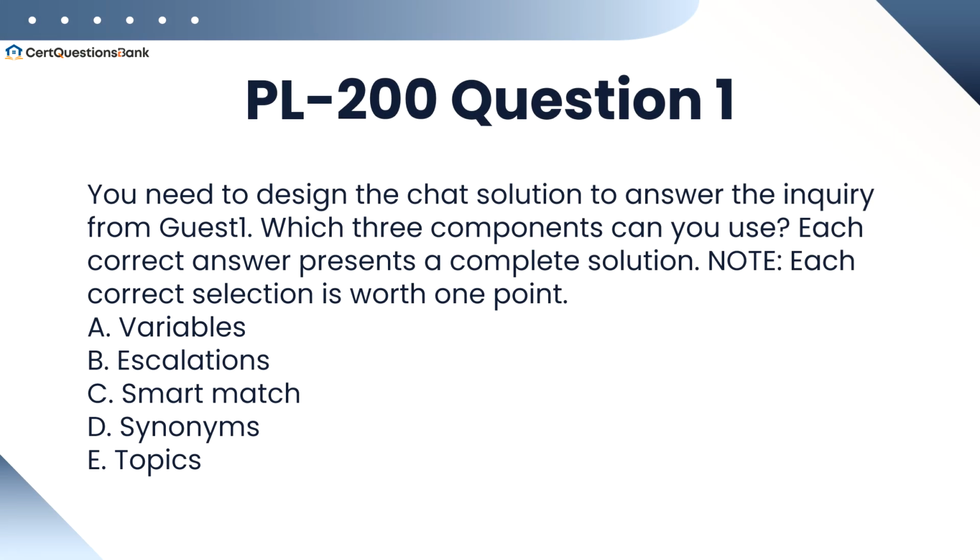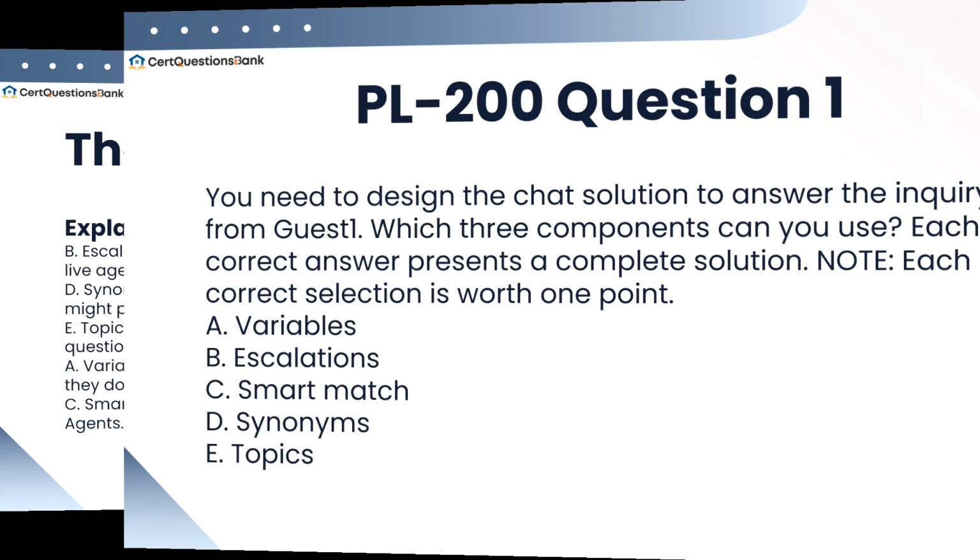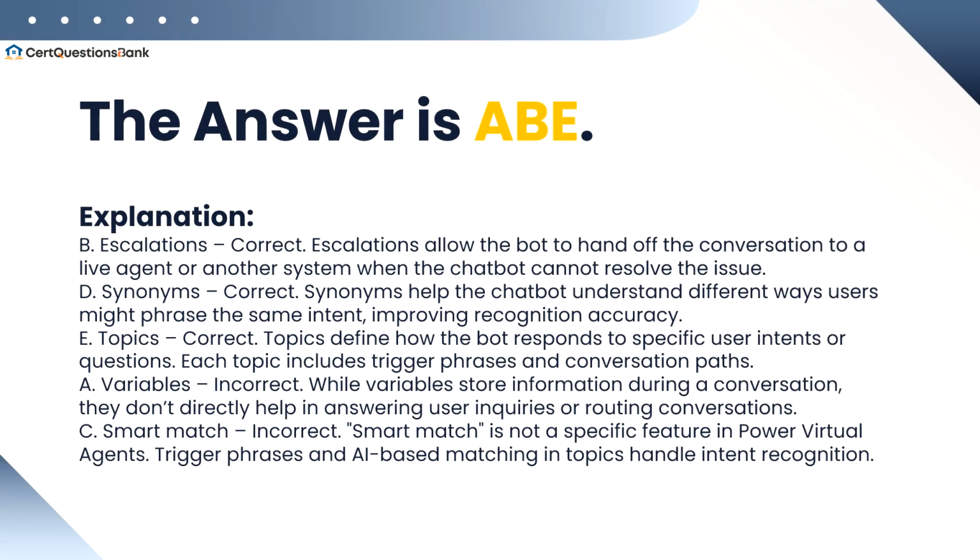You need to design the chat solution to answer the inquiry from guest 1. Which 3 components can you use? Each correct answer presents a complete solution. Note: each correct selection is worth 1 point. A. Variables. B. Escalations. C. Smart match. D. Synonyms. E. Topics. The answer is A.